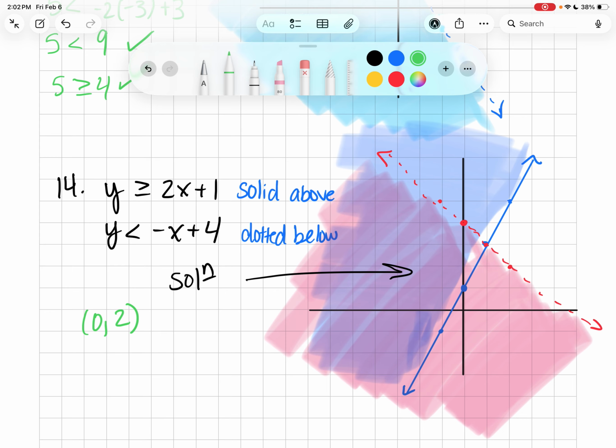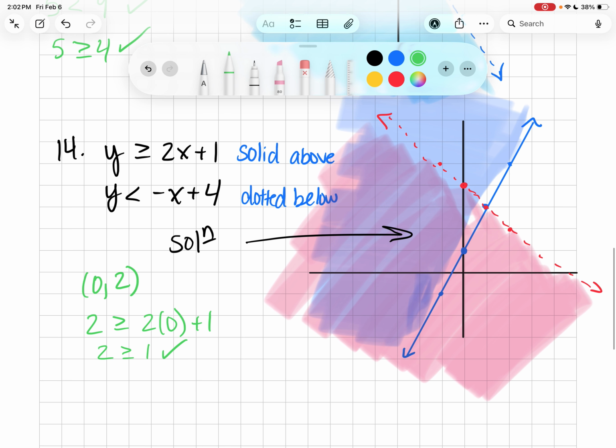So I'm going to plug that into the first equation. So 2 is greater than or equal to 2 times 0 plus 1. So that says that 2 is greater than or equal to 1. That's true. And the other one, 2 is less than -0 plus 4. Well, obviously that's gone. 2 is less than 4. That's true, so I know that I've shaded correctly.